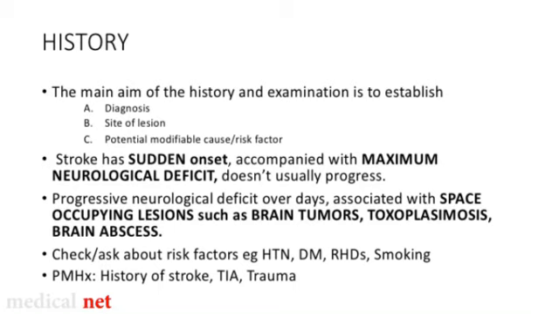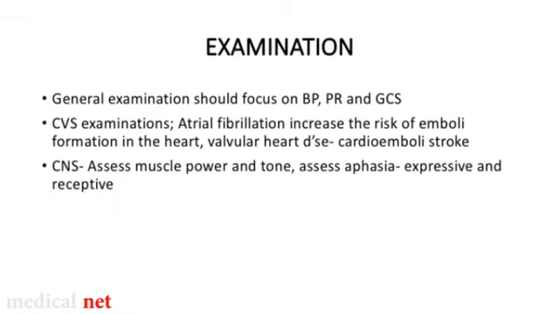So on this, we ask about risk factors, for example hypertension, diabetes mellitus, rheumatic heart diseases, smoking, and atrial fibrillation. Also, in past medical history, ask about history of stroke, transient ischemic attack, and trauma. In examination, general examination should focus on blood pressure, pulse, and Glasgow coma score. On cardiovascular system examination, also look for atrial fibrillation. This increases the risk of emboli formation in the heart.